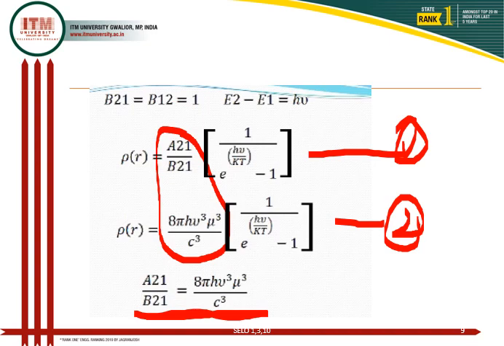Now mind this, A21 is your coefficient for spontaneous emission, whereas B21 is stimulated emission. Sometimes this formula may be asked in the exams also.